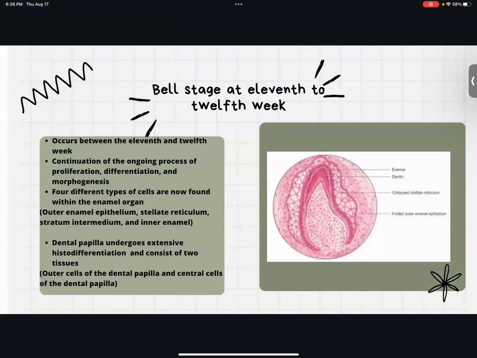Bell stage occurs within the 11th and 12th week. 4 types of cells are formed in the enamel organ: outer epithelium, stellate reticulum, stratum intermedium, and inner enamel epithelium, creating the REE. 2 types of tissues are also formed in the dental papillae.